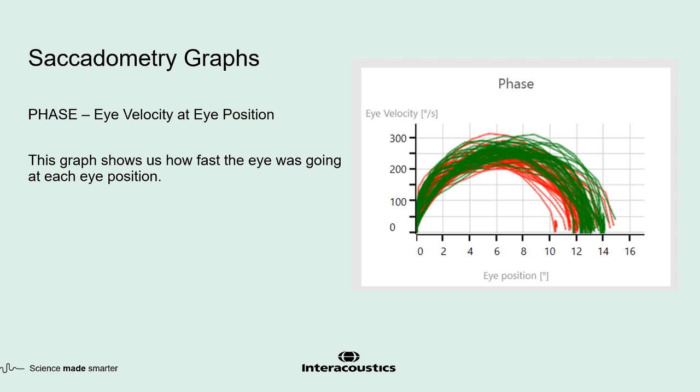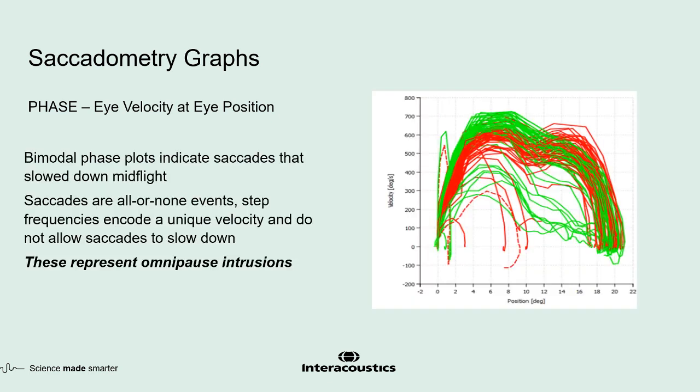Now, when you see changes, when you see bimodal phase plots, ones that look like these M's, where the saccade speeds up and then suddenly slows down in the middle and then speeds up again to reach the target, this is always pathological. Bimodal phase plots indicate that saccades slowed down mid-flight. Now, again, saccades are all or none events. A saccade should just launch, and it should speed up, and then it should slow down, and it should hit the target. Step frequencies encode a unique velocity and do not allow the saccade to slow down.